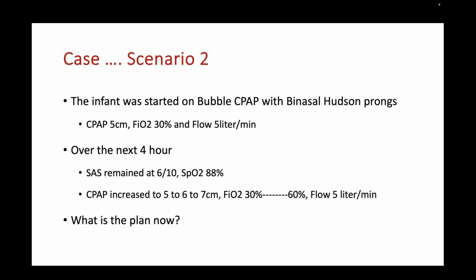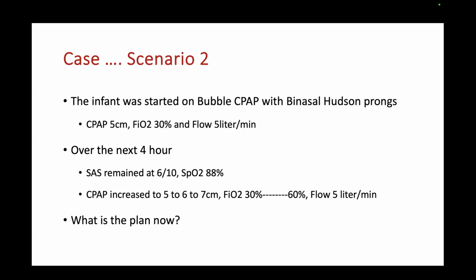Because hypoxia was there, that is saturation was less than 91%, and the distress score was significantly high, that means the work of breathing was high, baby is hypoxic. So the pressure was increased from 5 to 6 and 6 to 7. And FiO2 was gradually increased from 30 to 35 up to a maximum of 60, but flow was kept at 5 because there was bubbling seen. At this point of time, what do we do now?